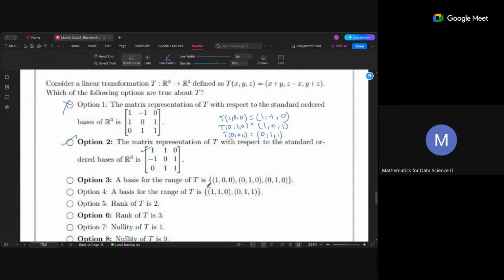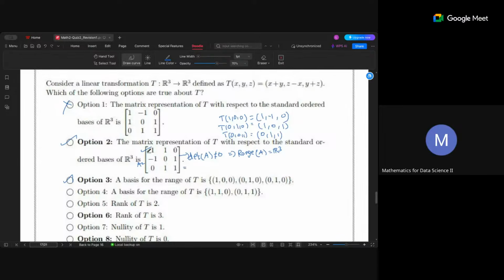And the basis for the range is given as the standard basis. So what is the determinant of this matrix? Let's call this A. Is it non-zero? If it's non-zero, you know that the range is entire R3. So if the range is entire R3, then this is a basis for the range, right? I think the determinant is zero. The determinant is 0, by the way.